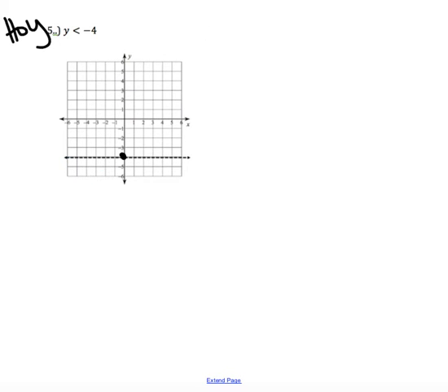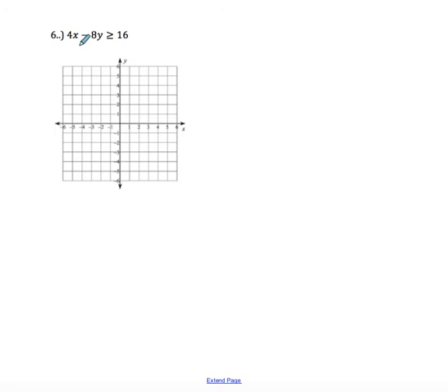For my shading, this says I want all values less than, so y less than. So we're going to shade the values that would be less than -4, which would be down here. And lastly, example number 6, we again have an inequality that we would say is in standard form. Both x and y are on the left side of the inequality sign.